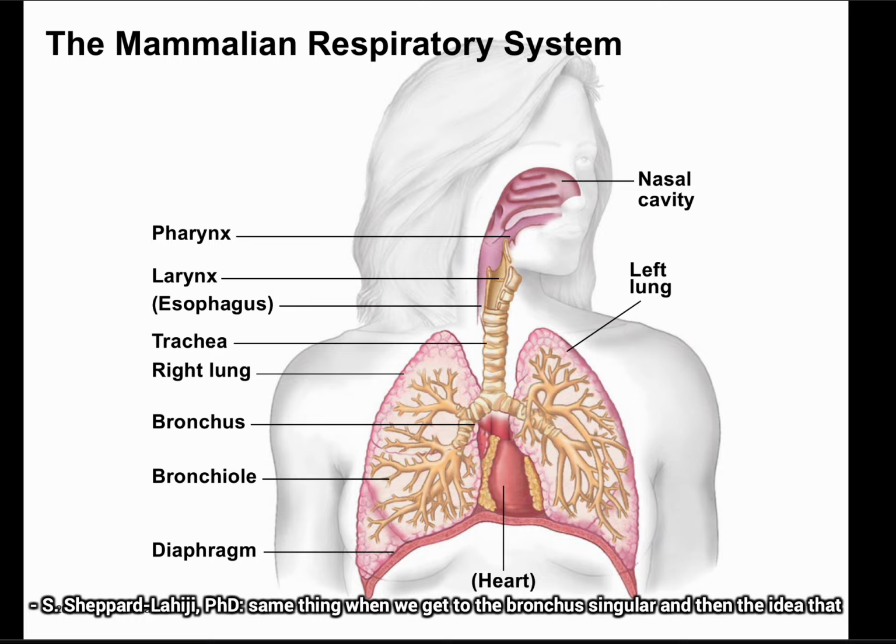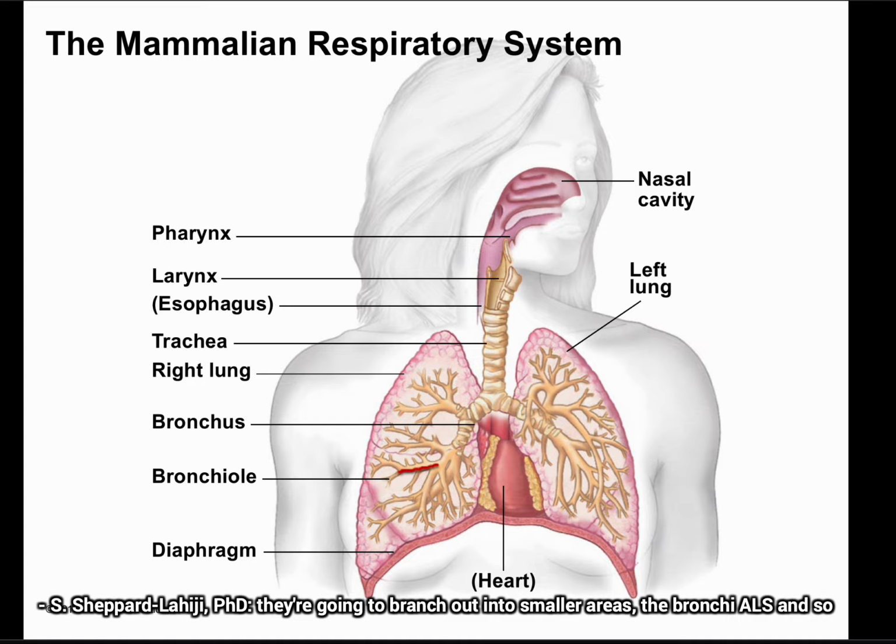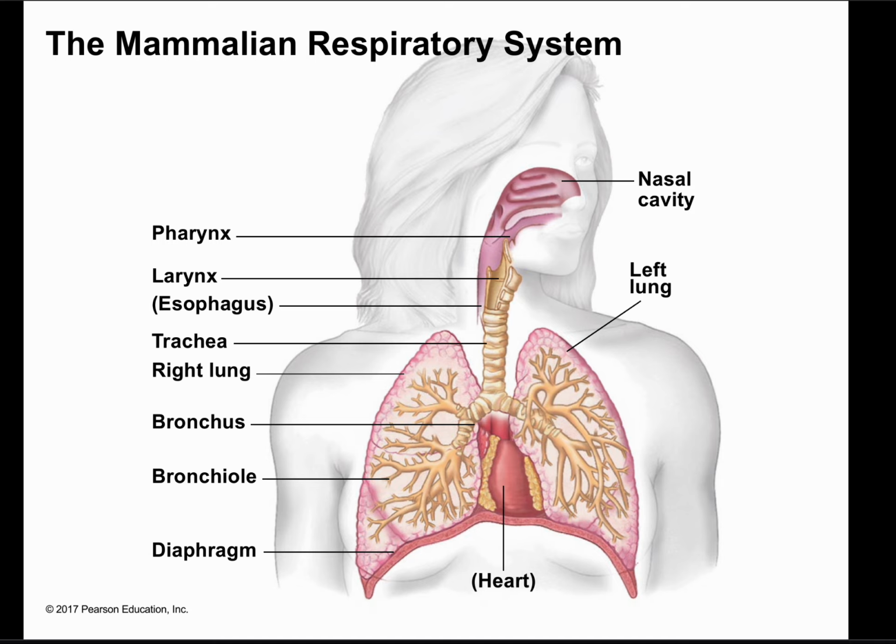And the same thing when we get to the bronchus, singular, and then the idea that they're going to branch out into smaller areas, the bronchioles. And so these are still allowing for air to flow through. Okay, so the idea of the mammalian respiratory system is we have all of these passageways or conduits for air to travel. There's ways in which we can modify that air to a certain extent through various portions of the respiratory system. And then ultimately, where that air is going to lead us is to sites of gas exchange within our bodies.